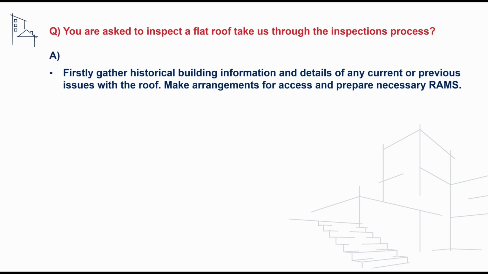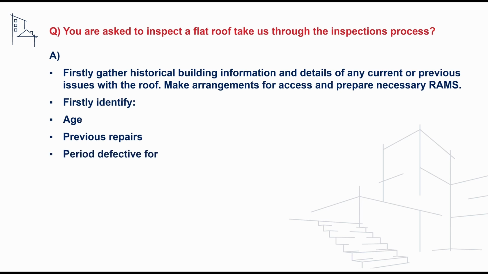And to address this, we could firstly say that we would gather historical information about the building and details of any current or previous issues with the roof, making arrangements for access and preparing any necessary risk and method statements. We would first of all identify the age of the roof, establish any previous repairs having been undertaken, and establish when the roof is known to be defective.